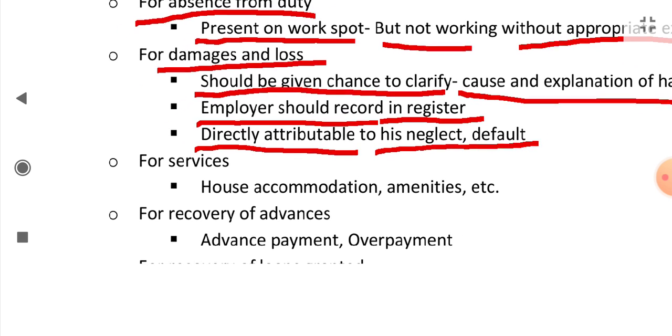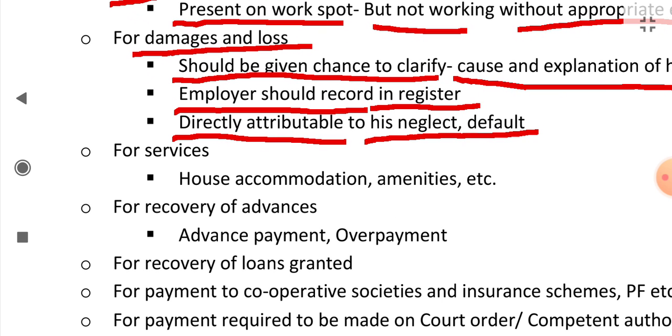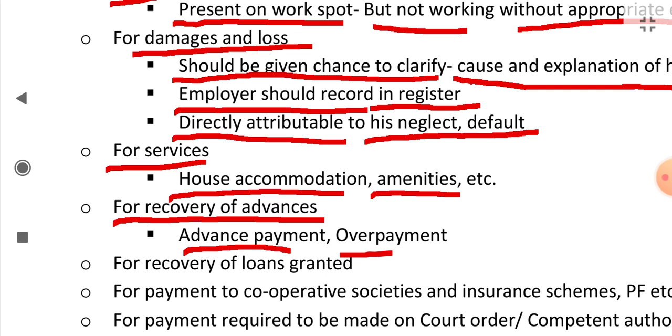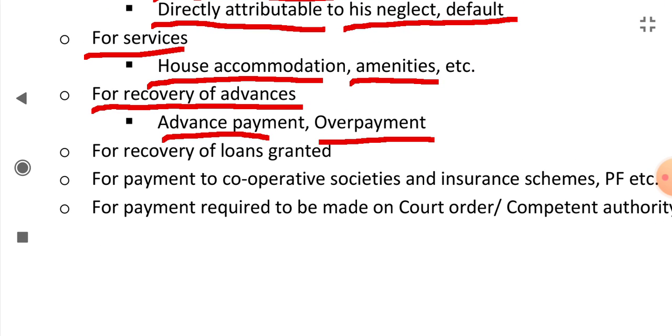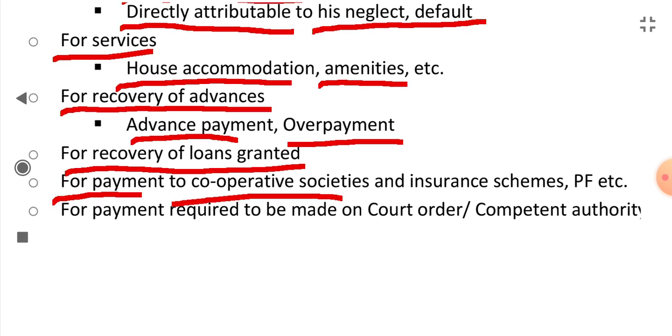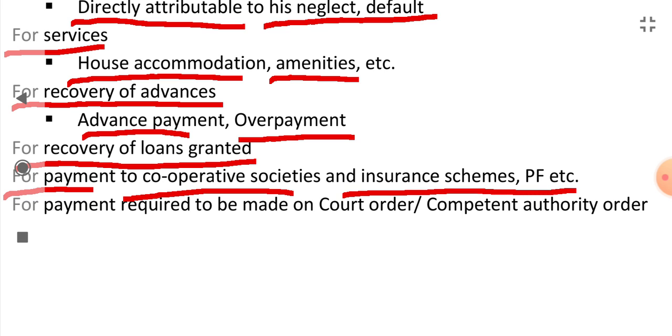If the employer provides some services like house accommodation or other amenities to the employee, then he can make deductions for it in their wages or salaries. Or if the employer has made any advance to the employee or workman, then also he can make deductions for recovery of advances like advance payment and overpayment. He can make deductions for the recovery of loans granted, and for payment to cooperative societies, insurance scheme and provident fund, etc.